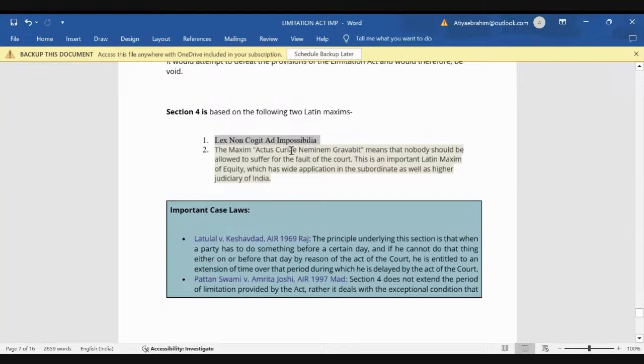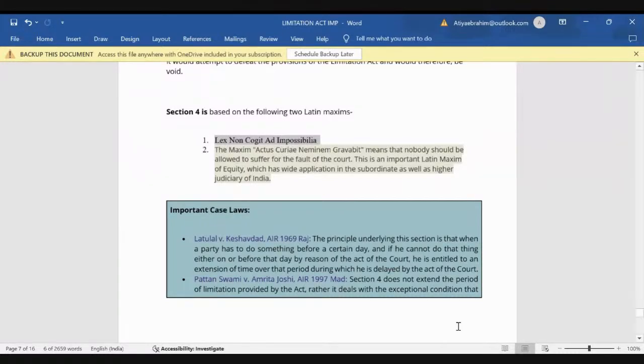Lex non cogit ad impossibilia means the law is not going to make you do things which are impossible. Today is Sunday, it is not possible to file a suit, so why will the law unnecessarily harass you? We don't want to make people do something which is not possible. And actus curiae neminem gravabit means that an act of court will prejudice no man, right? So this is the second thing.